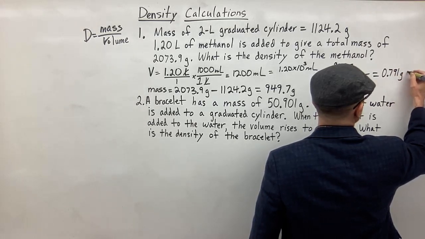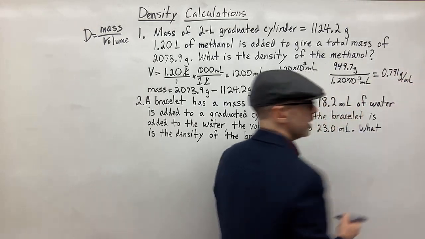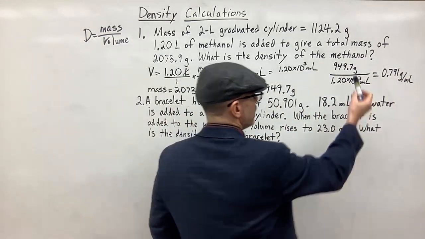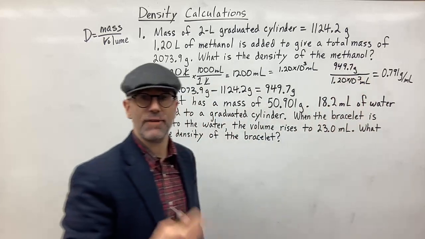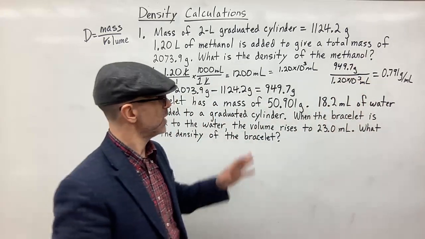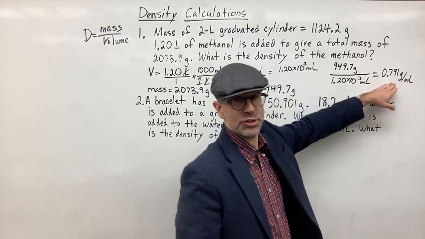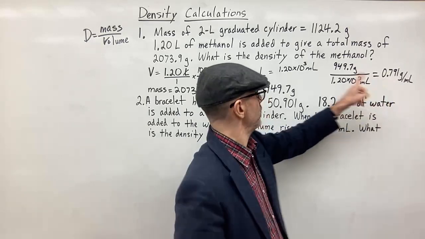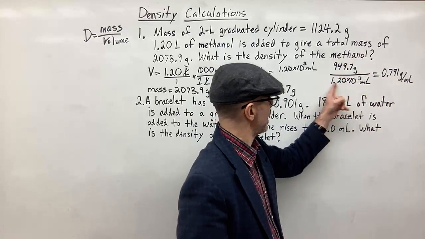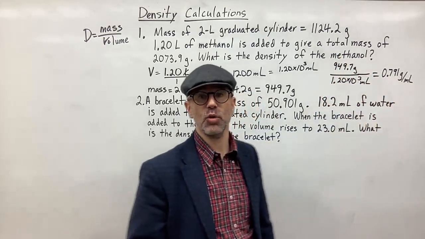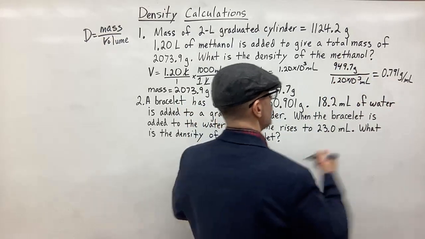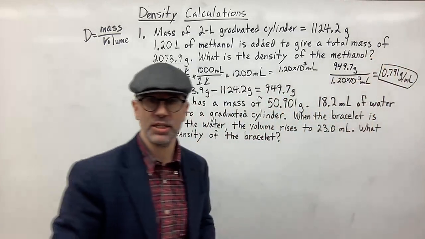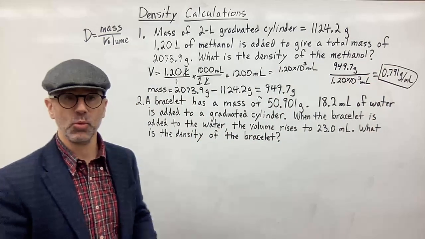0.791 grams per milliliter. Because I'm dividing, I have to follow the rule of multiplication and division. My answer should have the same number of significant figures as the least number of sig figs. This has 4 sig figs. This has 3. So my answer should only have 3 sig figs. So here is the density of the methanol in the proper number of sig figs. Okay, that's problem number 1.